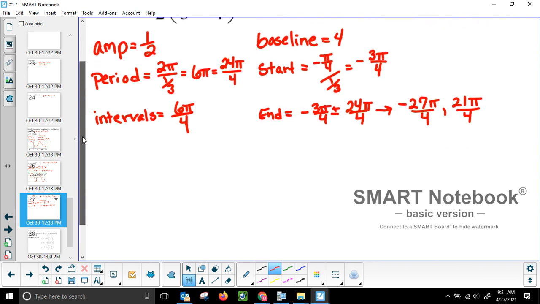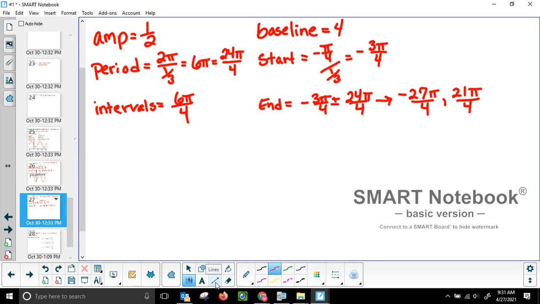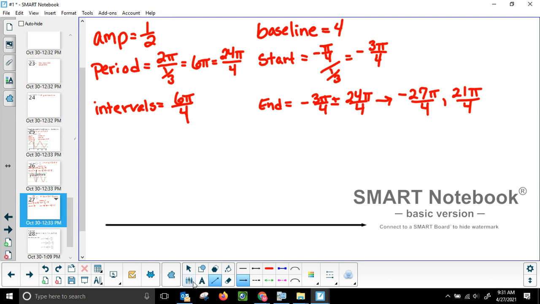All right, so we can put our axes on here. Now my baseline is 4. My amplitude's 1/2, so I'm going to have to go up to 4.5 and down to 3.5. So somewhere lower for our x-axis is good. And our start goes in the middle here. So this is negative 3 pi over 4. And we've got 1, 2, 3, 4 to the right and 1, 2, 3, 4 to the left.